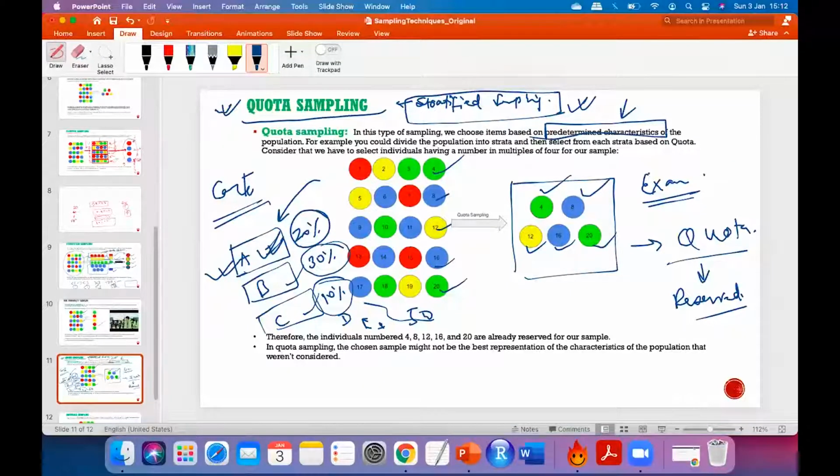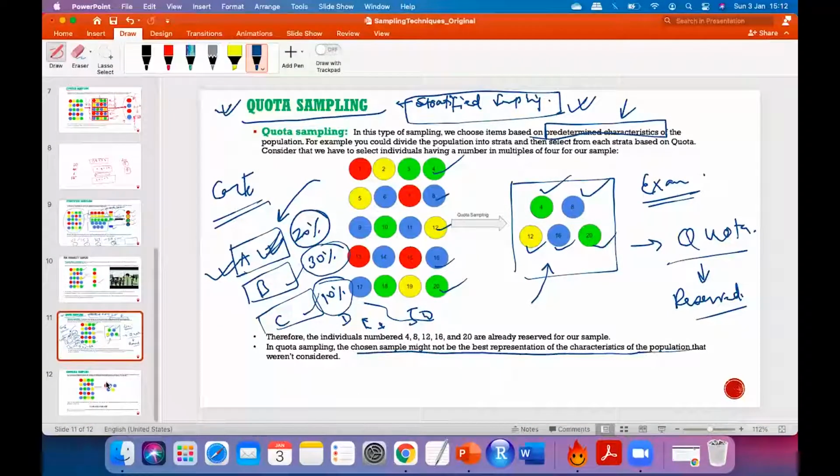It is obvious that the people whom your managers choose for promotions are not always the best, but we cannot do anything. That is what it is. In quota sampling, the chosen sample might not be the best representation of the characteristics of the population. So there is a possible bias involved. Yes, it's true. And then we go to HR and complain that I was more deserving. HR says, okay, we'll look into this, please write a mail looping your manager, something like that. After that, nothing happens. Correct?